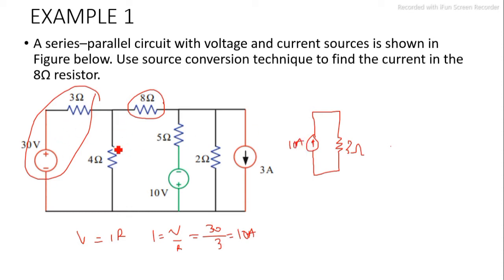So now we continue with our drawing. This is now your 4 ohms. This 8 ohms, we draw it again. 8 ohms. Then we'll draw this. We can also convert this directly. This is in series. So we convert this to a current source. I'm going to have a resistor in parallel to a current source.